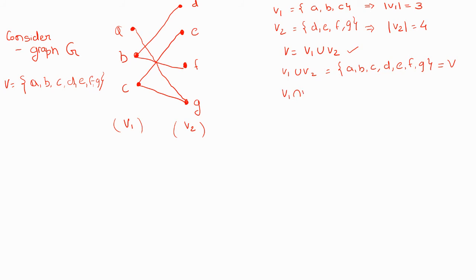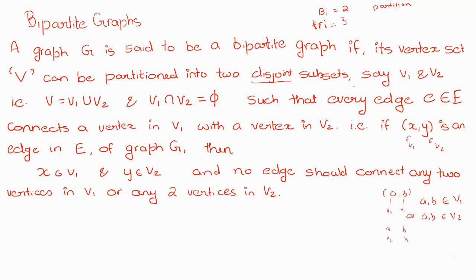What is V1 intersection V2? From this, we have nothing in common. Therefore, we can write this as V1 intersection V2 is phi. Therefore, this second condition is also satisfied. Now, what does it say next? Such that every edge E belonging to E connects a vertex in V1 with a vertex in V2.